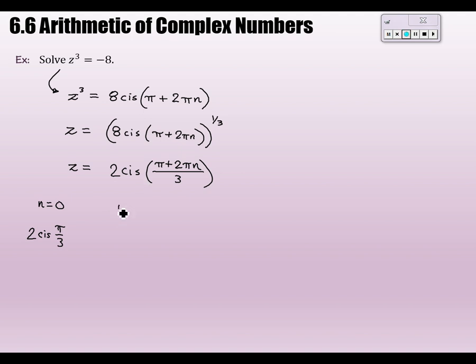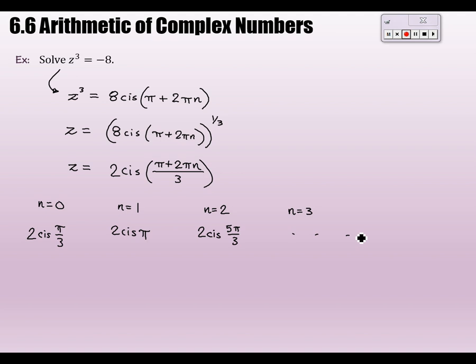If n is 0. If n is 1, we get 2 cis 3 pi over 3, so yeah, 2 cis pi, and if n is 2, we get 2 cis 5 pi over 3, and if n is 3, we get 2 cis 7 pi over 3, right? Which is just coterminal, 7 pi over 3 is just coterminal with pi over 3. So feel free to go further here and do n equals 4 and n equals 5, but you're just going to get a repeat on these values, okay? But these three are actually unique.